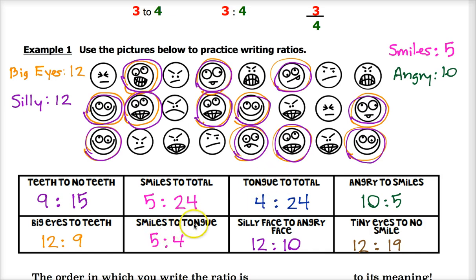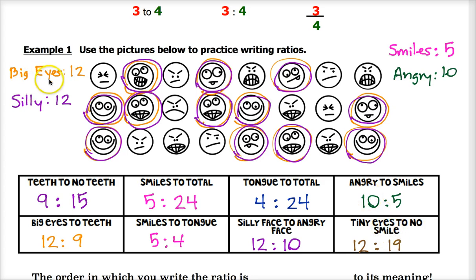We said already showing their tongue. That ratio is 5 to 4. Silly face to angry face. Well, again, that depends on your definition of a silly face. I thought there were 12 faces that look silly, so I said the ratio was 12 to 10 for our angry face. And then tiny eyes to no smile.